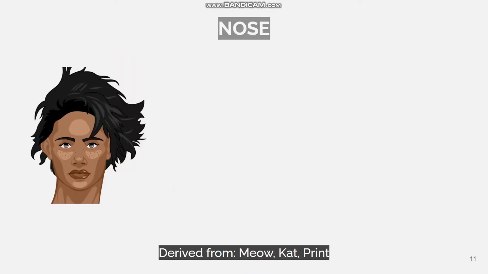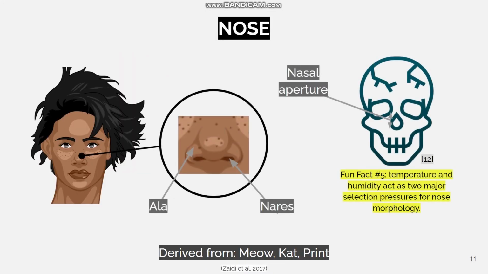Now let's talk about the nose. The ala, nares, and nasal aperture would experience an increase in width. This would allow for hot air to be expelled more efficiently, as well as facilitate the warming of respired air to core body temperatures and its saturation with moisture before it reaches the lower respiratory tract.